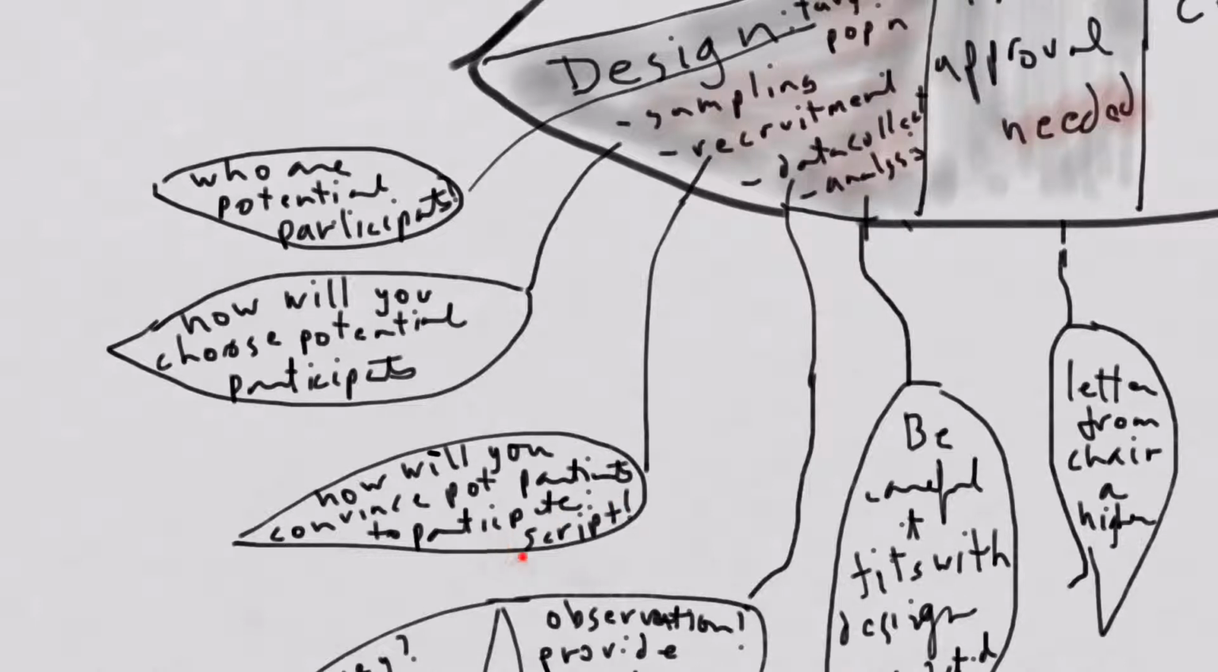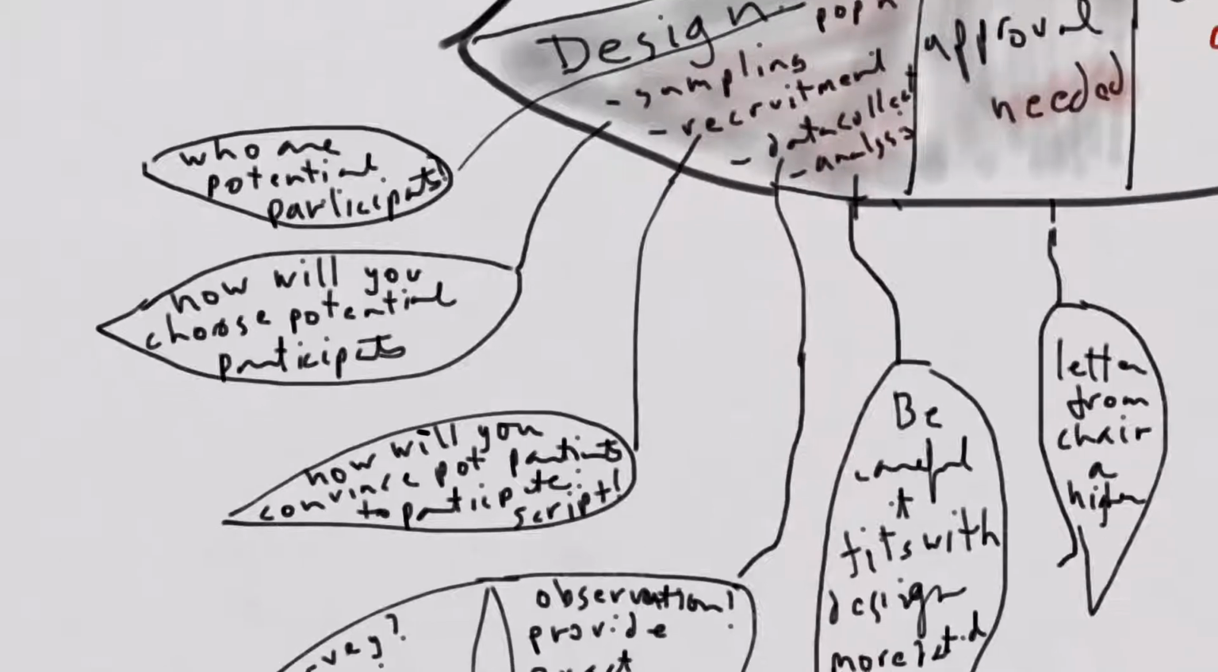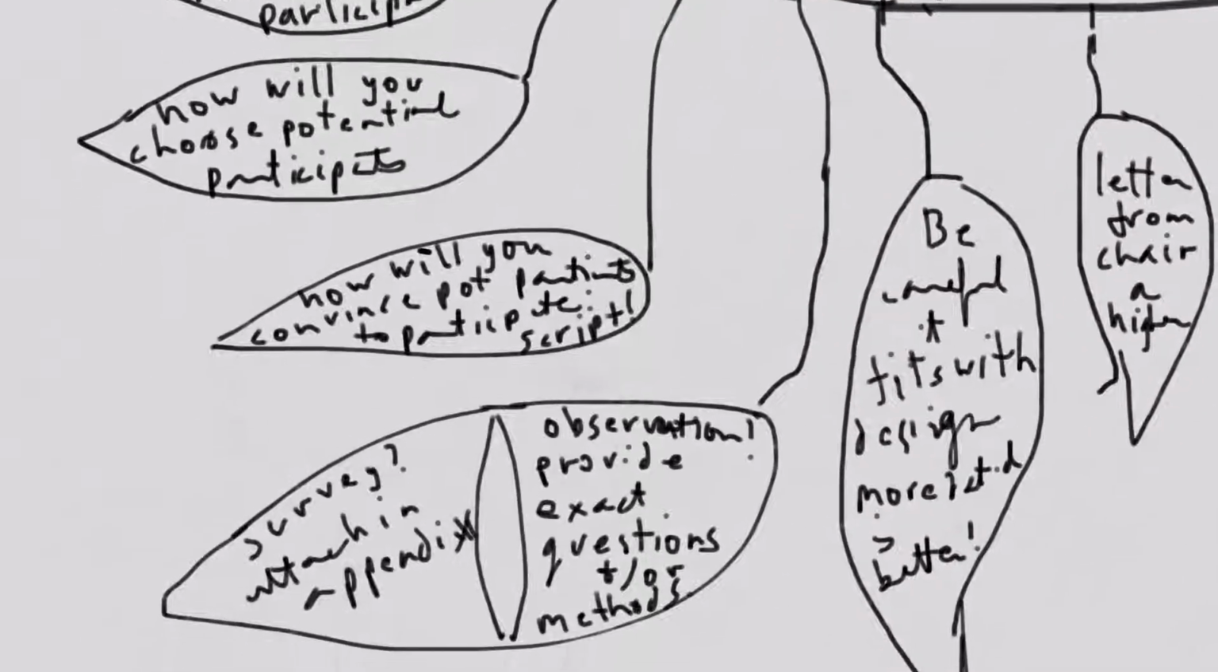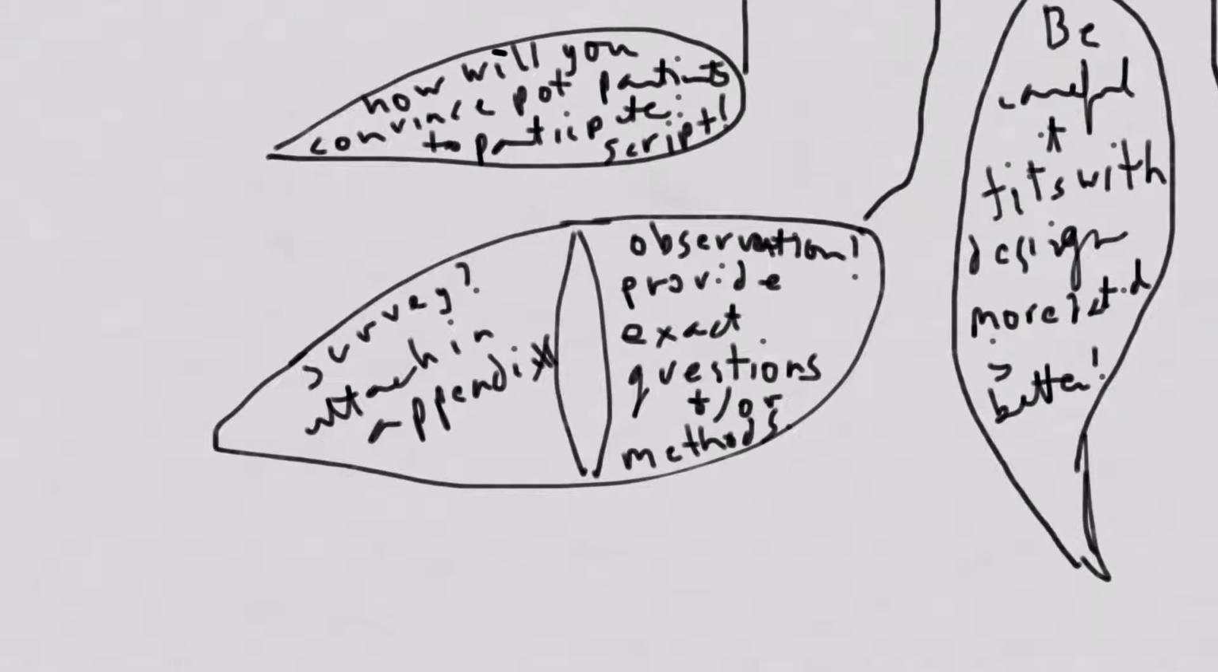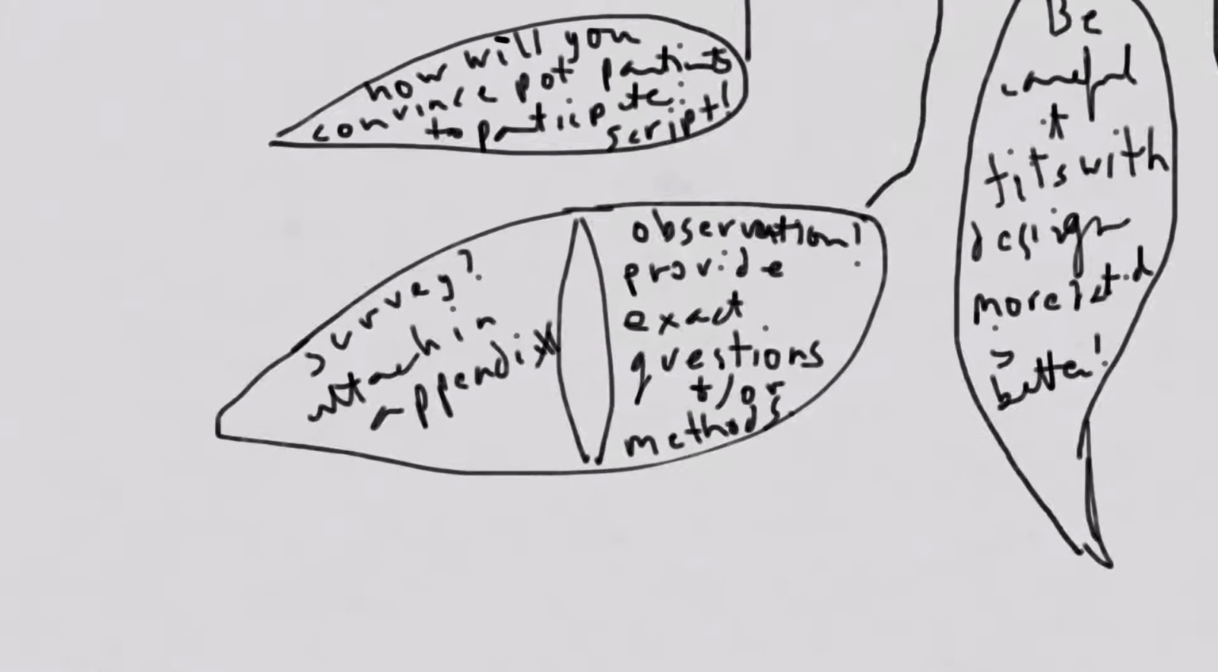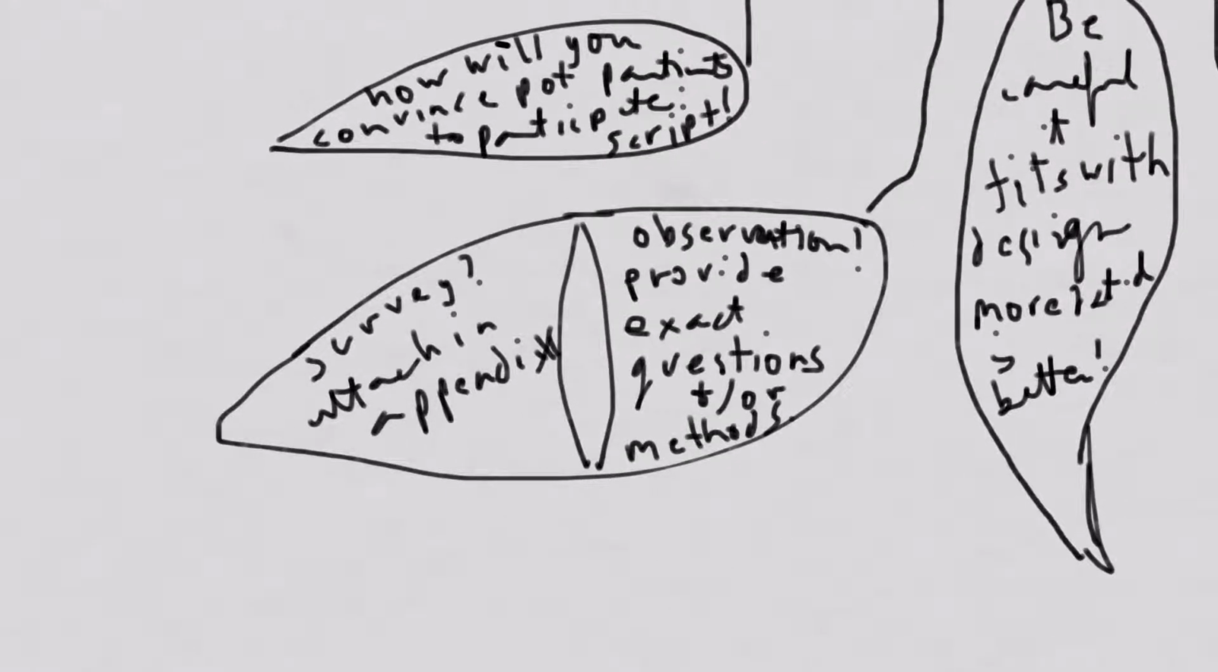So here I put the idea of a script. You need a script which will give us a very clear indication of how you will do that. That may be an email, or recruitment may be one-to-one, face-to-face, stopping people in the hall. Whatever it is, we need to know what you will be saying and doing with these people.